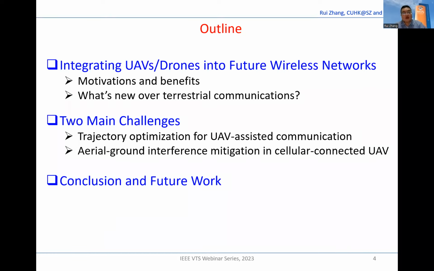The second issue is that by integrating UAV into future wireless networks, it may cause a new type of interference, which is called air-to-ground interference. And that may degrade the performance of the existing terrestrial users in cellular networks. In my opinion, this is also a very challenging issue, and we need to tackle it. Otherwise, we cannot guarantee that when the UAV is added into the next generation wireless network, all the users will be happy with their experience. And then finally, I will conclude this talk and point out some new directions for future work.